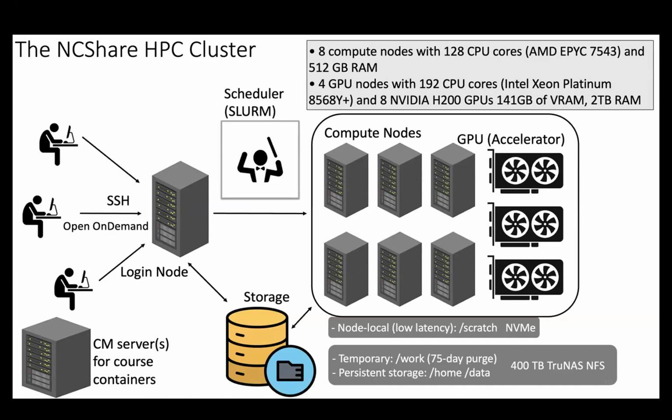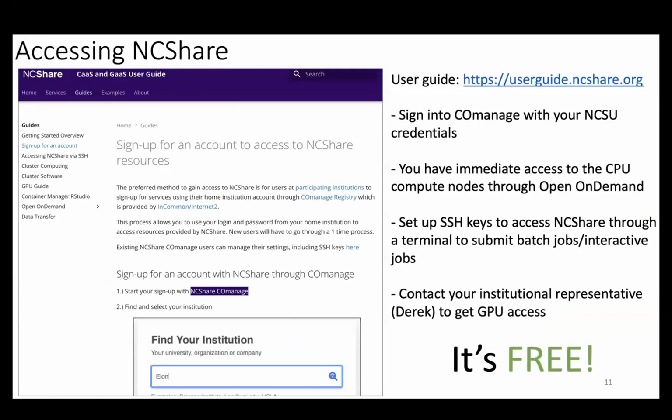In terms of storage, each of these compute nodes has low latency NVMe scratch storage. That's high I/O. And there's other storage. There's work, which is temporary storage that has a 75-day purge policy. And then for more persistent storage, we have home, and then data for a group shared space. I'll talk a bit more about storage and all of that in a later slide.